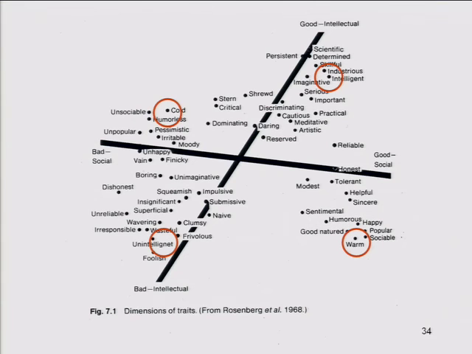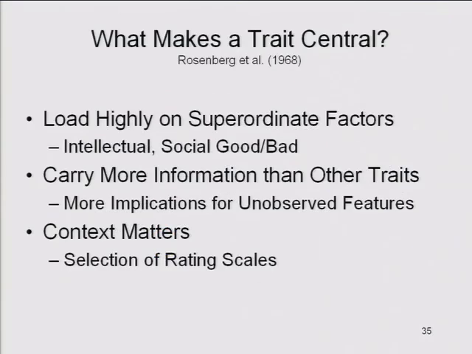The idea in Rosenberg's reanalysis is not just that what makes a trait central is that it correlates highly with other traits. What makes a trait central is that, by virtue of its high correlation with lots of other traits, central traits load highly on these super factors that run through trait ratings of personality. So those two big super factors are intellectual and social good-bad. Warm and cold is a central trait because it's very closely related to social good-bad. Intelligent versus unintelligent is a central trait because it lies very close in this scheme to the factor that defines intellectual good and bad.